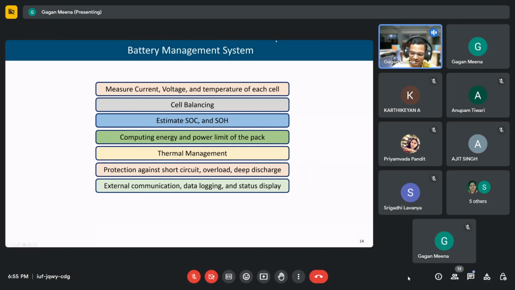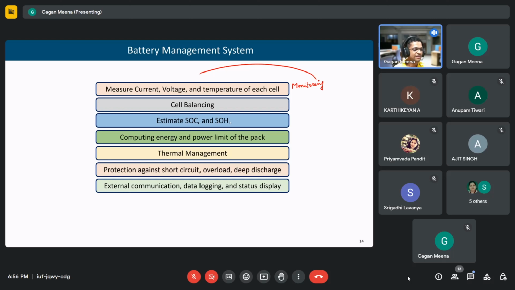Okay, so these are the functions of the battery management system: to measure the current, voltage, and temperature of each cell. They have a monitoring IC, which can provide these measurements: voltage, current, and temperature. Then the measured temperature goes to this thermal management block, which will try to keep the temperature within its permissible limit.